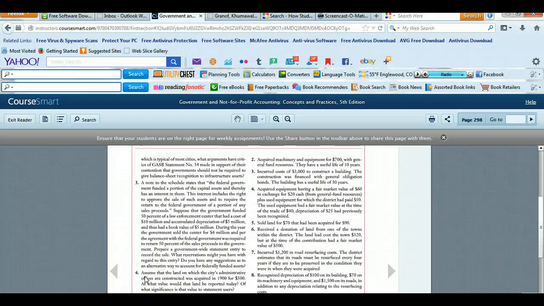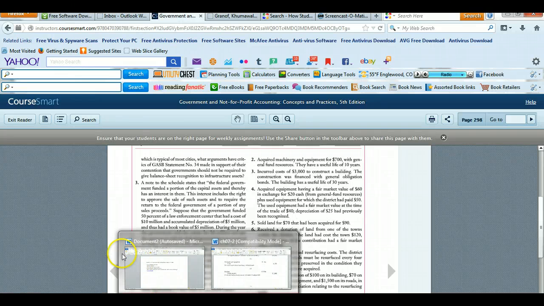Next, we've got acquired equipment having a fair market value of $60 in exchange for $20 cash, plus used equipment for which the district had paid $50. The used equipment had a fair market value at the time of the trade of $40. Depreciation of $25 had previously been recognized. Now, this is probably going to be the most challenging one.